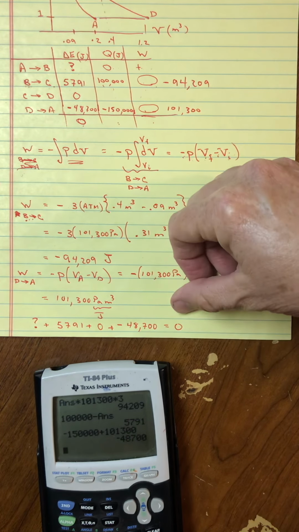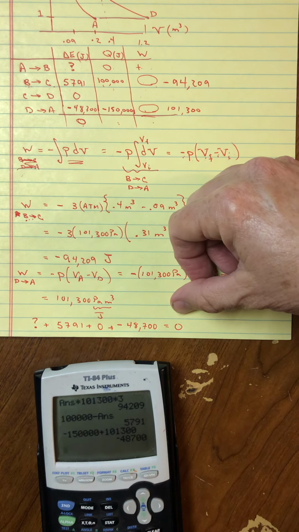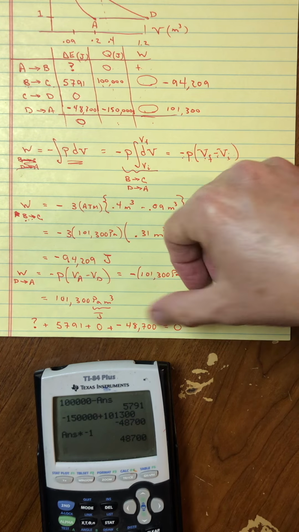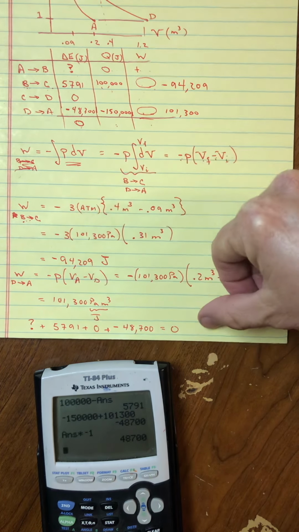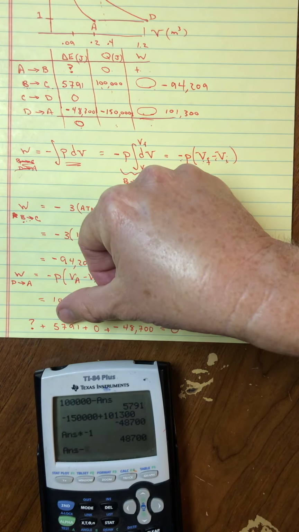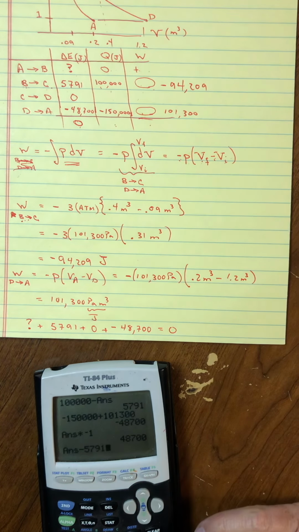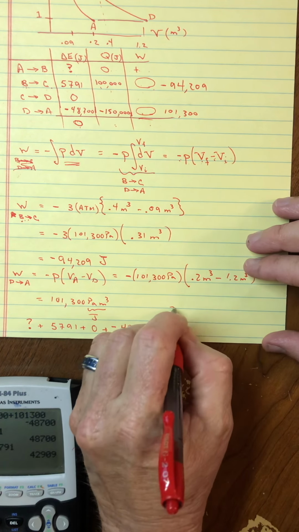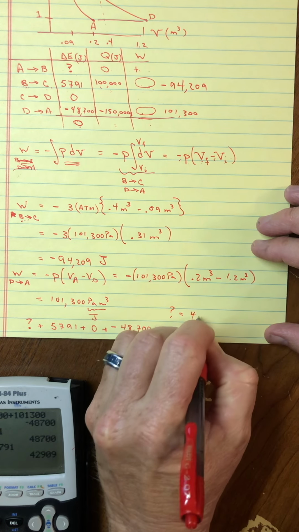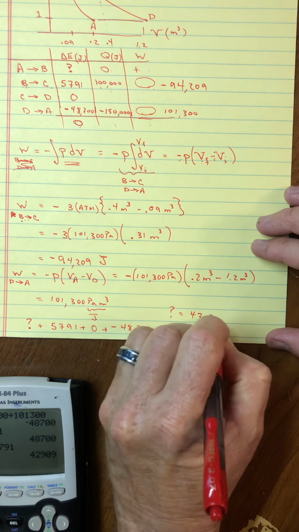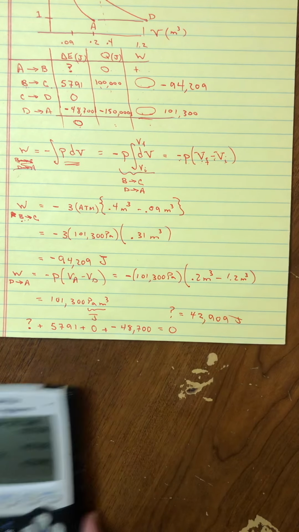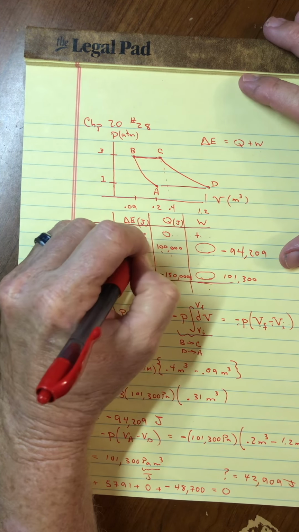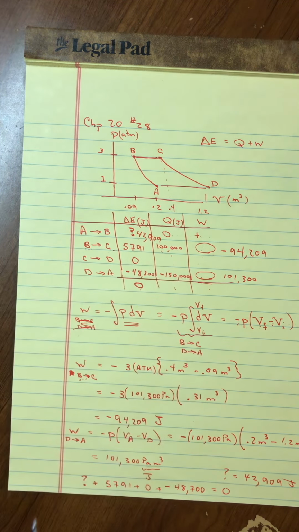All right, so I'm going to move this over. And so I'll do that by just multiplying by a negative 1. So that's a positive 48,700. I'll move this over, so that becomes a negative 5,791. And that leaves me with a question mark of positive 42,909 joules. So 42,909 joules.